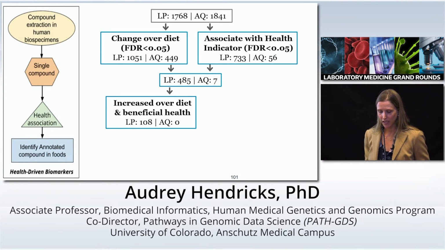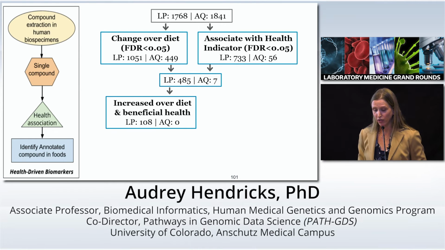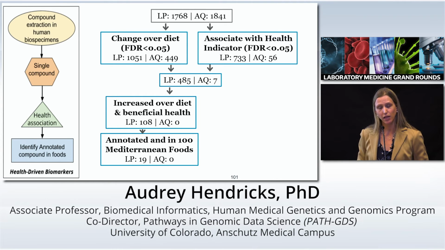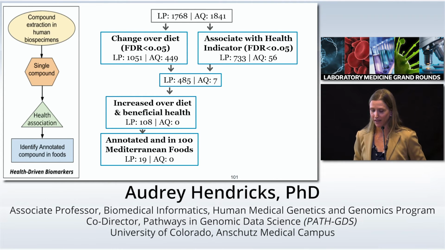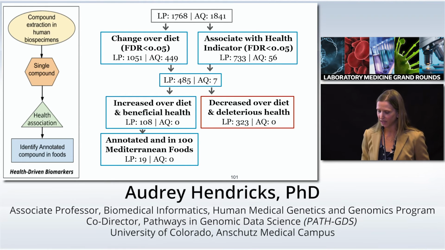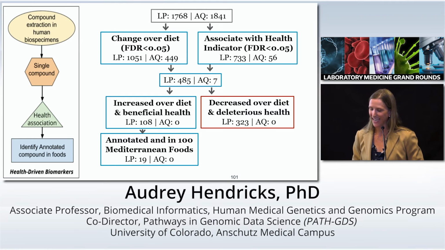So we focused in on the 108 compounds that increased over diet and had a beneficial association with a change in a health indicator. And then we annotated those compounds and looked at whether we could find them in the 100 Mediterranean foods. Now, before I show you those, I just want to mention we also looked at compounds that decreased over diet. Maybe these are ones that are seen more commonly in a Western diet than a Mediterranean diet, and were associated with a deleterious change in health indicator, and we're following those up later.